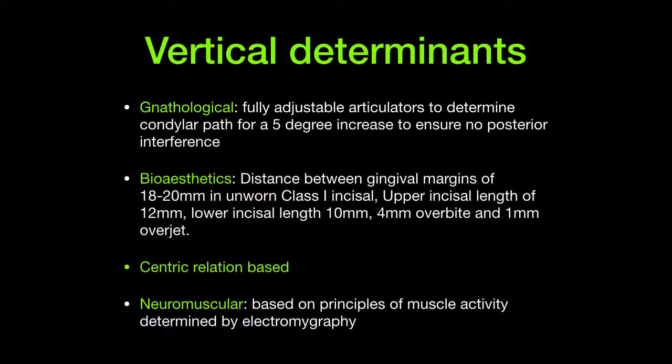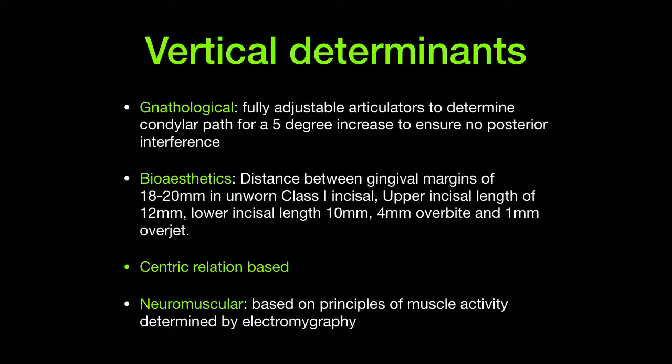Vertical determinants. There are 4 philosophies for condyle position when determining vertical dimension. First is gnathological. A fully adjustable articulator is used to determine the condyle path for a 5-degree increase to ensure no posterior interference. For bioaesthetics, it involves fixed values based on the incisal relationship: a distance between gingival margins of 18 to 20 mm in an unworn class 1 incisal with an upper incisal length of 12 mm. The lower incisal length is 10 mm, with 4 mm overbite and 1 mm overjet.